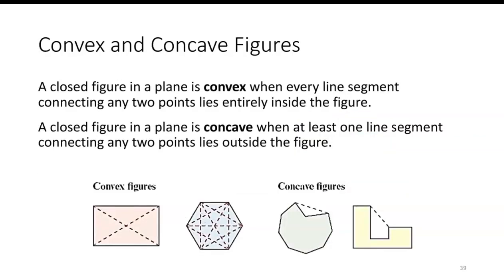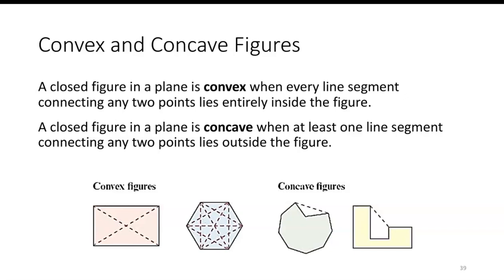And we'll talk about one more, but first I need to define some terms. A closed figure in a plane is convex when every line segment connecting any 2 points lies entirely inside the figure. And it's called concave when at least one line segment connecting any 2 points lies outside. So essentially, imagine that these shapes are rooms and you and your friend are inside the room. If you and your friend are always within each other's line of eyesight, no matter where you go, that's going to be a convex figure.